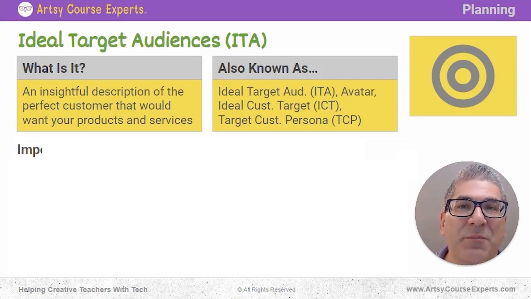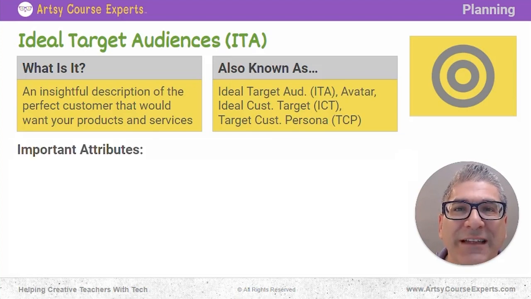So let's go over some important attributes as you really brainstorm and create a cheat sheet. First, you create some options, then you can really hone in and zoom in on that perfect ideal target audience. And then from there, you can develop words and phrases and pain points.